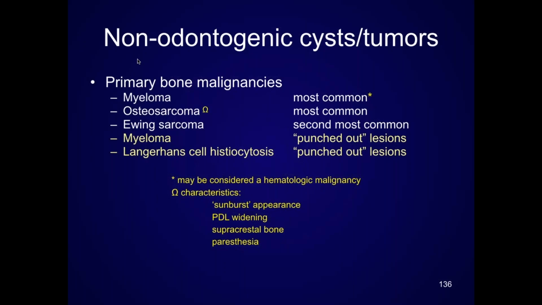Otherwise, the answer is going to be, in most cases, osteosarcomas. Ewing sarcomas happen in kids, and then the punched out lesions in adults are going to be myelomas. In kids, they're going to be Langerhans. All right, and then I've given you some of the thought process behind the sunburst.